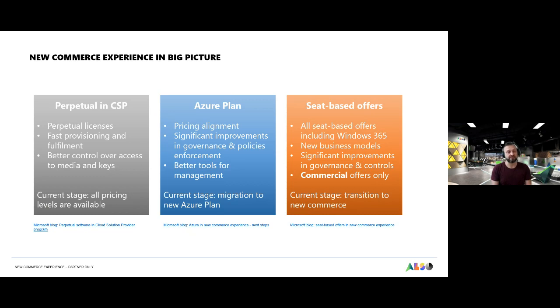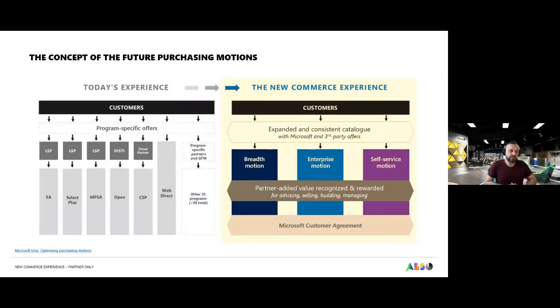The next logical step for Microsoft in this journey, moving to new commerce, would be moving the seat-based offers to new commerce. And this is what we will be talking about. But I want to make sure that we are all clear that we talk about the commercial offers only. The educational and non-profit customers still use the legacy offers on the legacy platform. There is no date yet for when we start moving those customers to the new platform as well. But today we talk only about the customers who are using commercial SKUs. That's super important. But why did we start to talk about new commerce in general, and where does it come from?